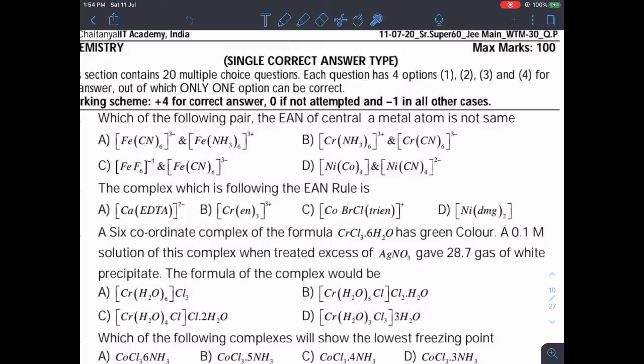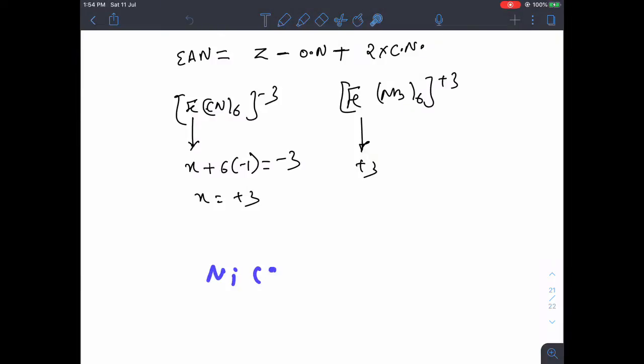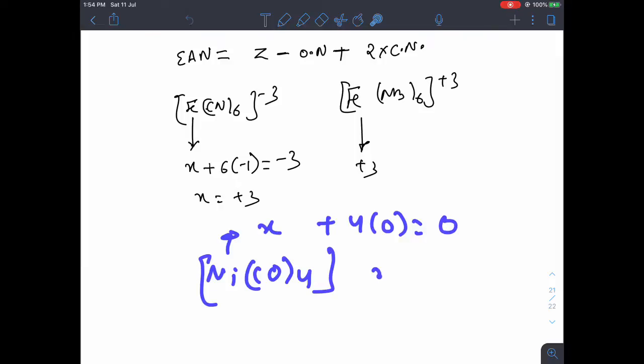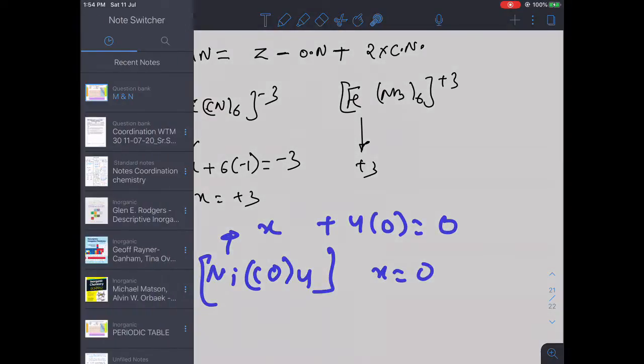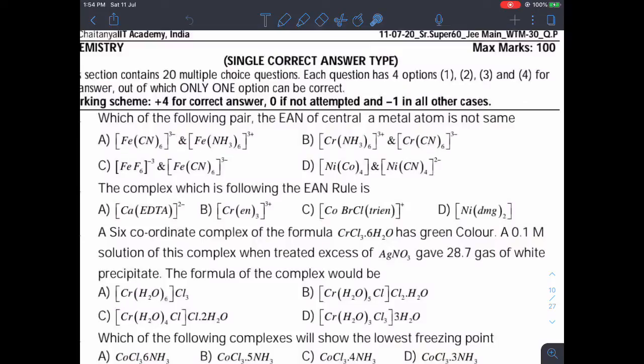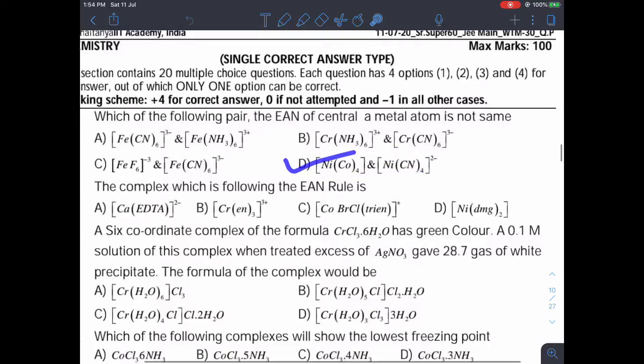Now let's talk about this example. What is the oxidation number here? This is actually a CO ligand. So for Ni(CO)4, the oxidation number X plus 4 into 0 will be equal to 0, so X will be 0. So in the first case we have 0 oxidation number, but in the second case we have plus 2. If the oxidation number is not the same, the EAN will be different. So my answer would be D here.